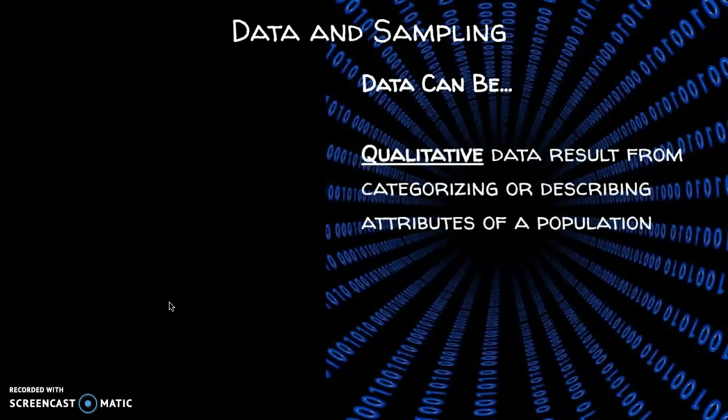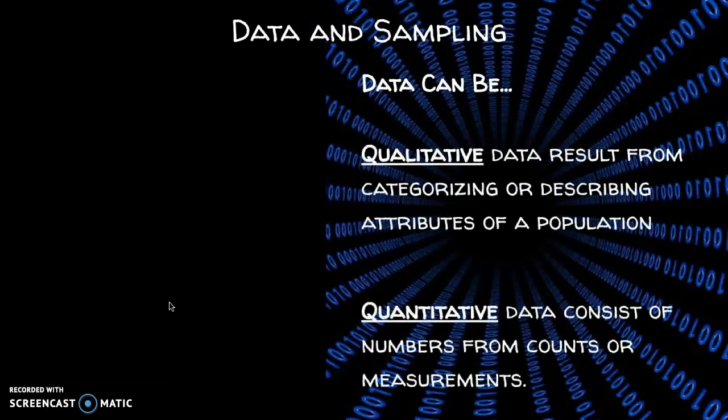So data can be two things, qualitative or quantitative. Qualitative data result from categorizing or describing attributes of a population, while quantitative data consists of numbers from counts or measurements. So think quality versus quantity. We saw these two words earlier when describing variables, and qualitative data was categorical, it was a categorical variable, and then quantitative was numerical.